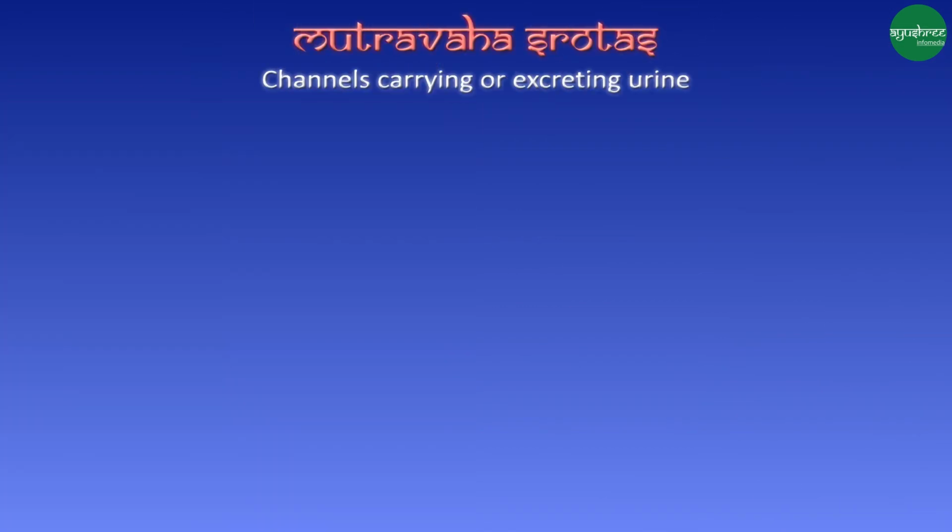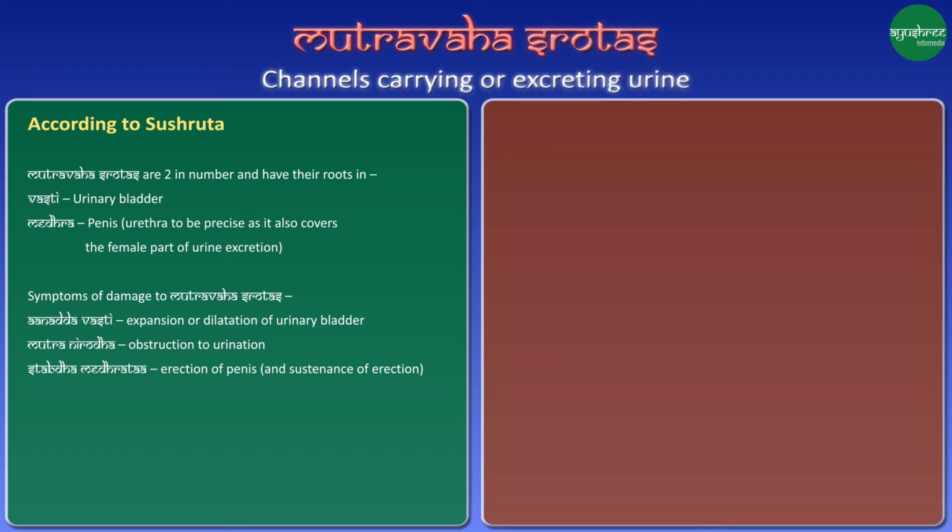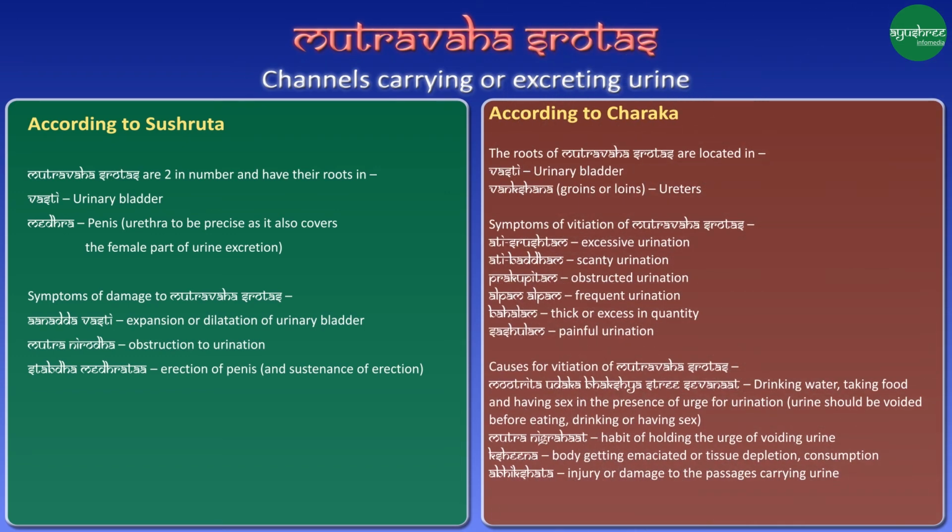Mutrava Srotas, channels carrying or excreting urine. According to Shushruta, Mutrava Srotas are 2 in number and have their roots in urinary bladder and penis. Symptoms of damage of Mutrava Srotas are expansion or dilatation of urinary bladder, obstruction to urination and erection of penis. According to Charaka, the roots of Mutrava Srotas are located in urinary bladder and ureters.